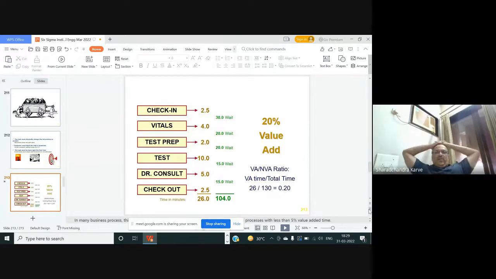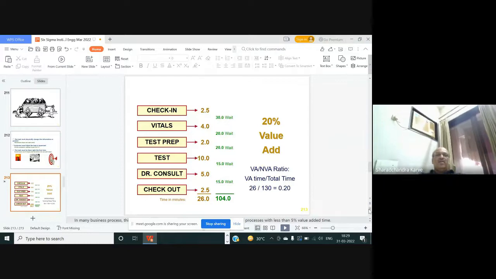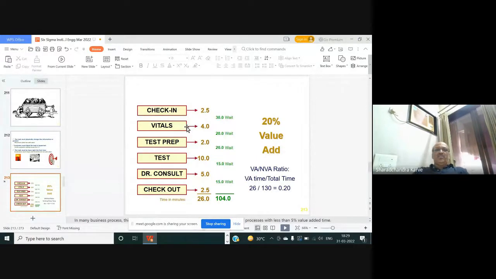So, a simple example: we always go to a doctor when we have a fever, etc. When we go to a doctor, what is the value added time and what is the non-value added time? You will go to a dispensary, check in, and sit there. If there is a receptionist present, they will check whether you have a temperature, what your weight and height are, etc. Then some test preparation, they will actually do your testing, and then you consult the doctor and come out. Probably the value added time is only 26 minutes, and you spend almost 20 minutes in between.